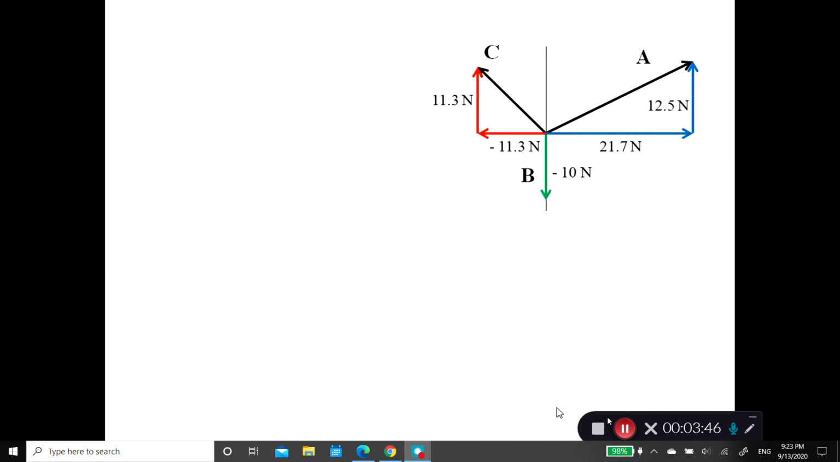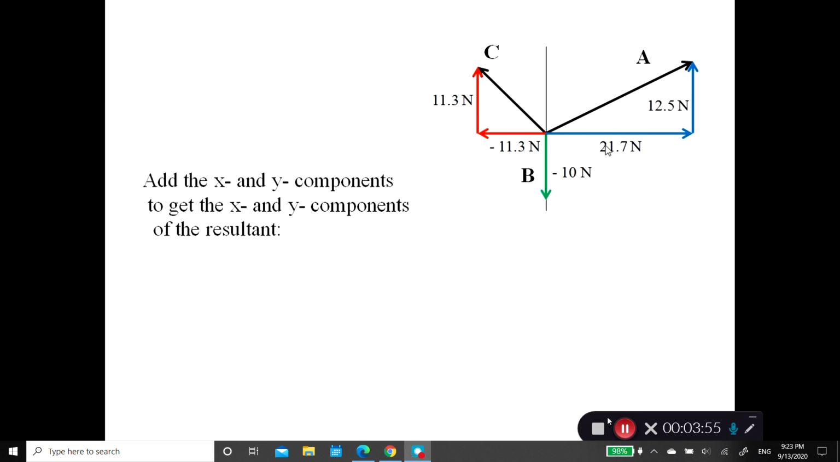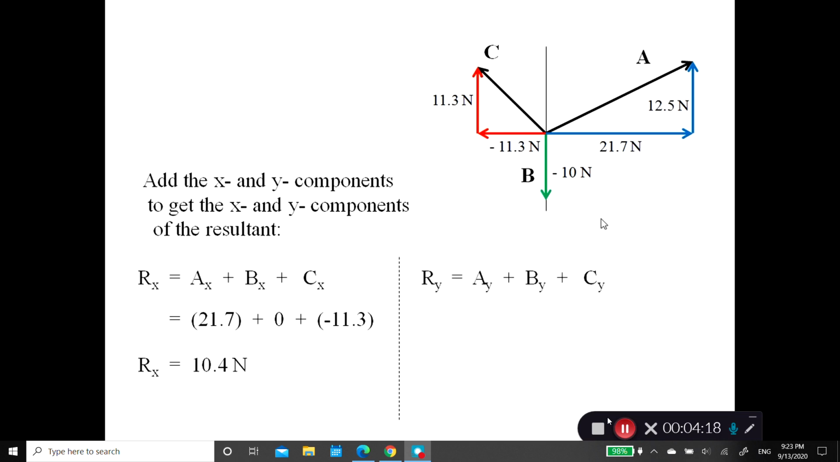Okay, so now we have all of our x and y components for each of our individual vectors. And so now what we can do is add the x components together to find the x component of the resultant, and add the y components to find the y component of the resultant. So r sub x is going to be a sub x plus b sub x plus c sub x. Substituting in the numbers, it turns out to be positive 10.4 newtons. Same thing with the y components. Add them together, and we get, after inserting them, remembering the negative, 13.8 newtons, positive.